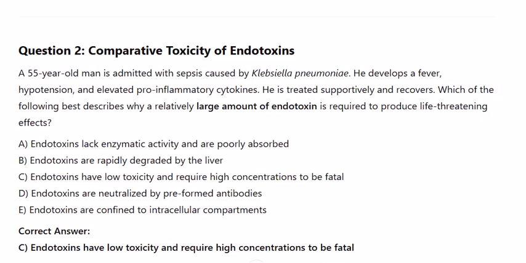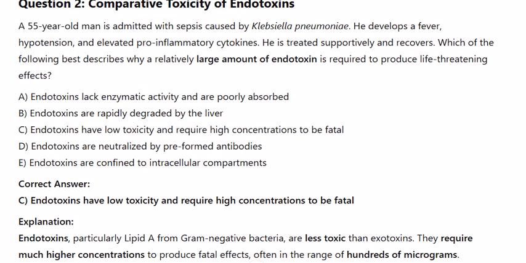Question 2. Comparative toxicity of endotoxins. A 55-year-old man is admitted with sepsis caused by Klebsiella pneumoniae. He develops a fever, hypotension, and elevated pro-inflammatory cytokines. He is treated supportively and recovers. Which of the following best describes why a relatively large amount of endotoxin is required to produce life-threatening effects?